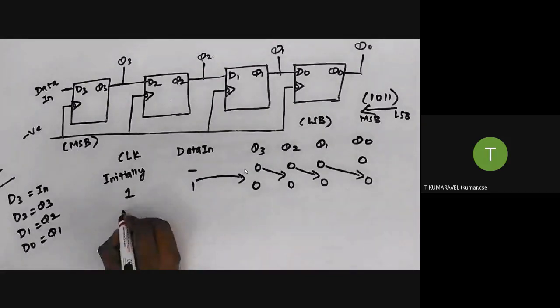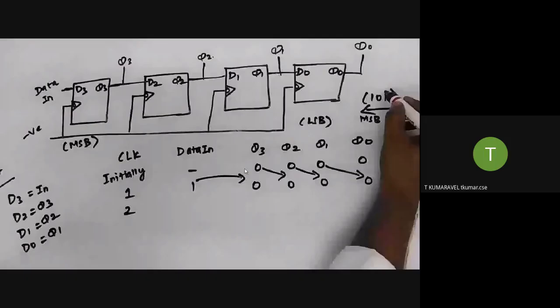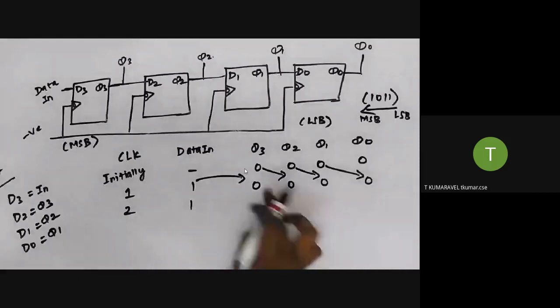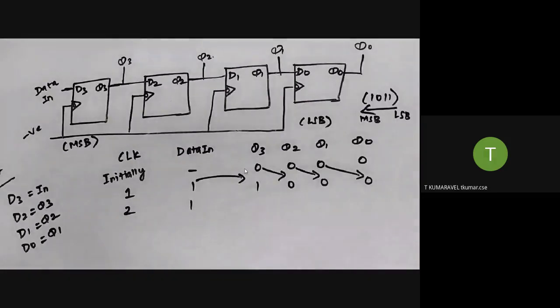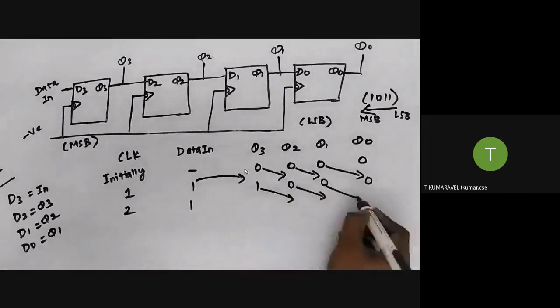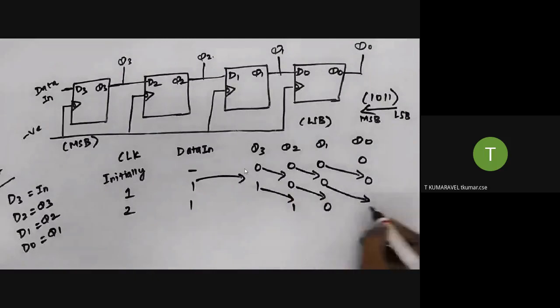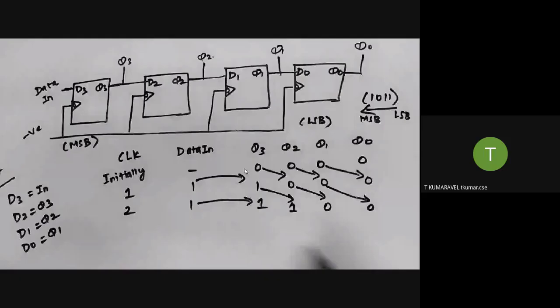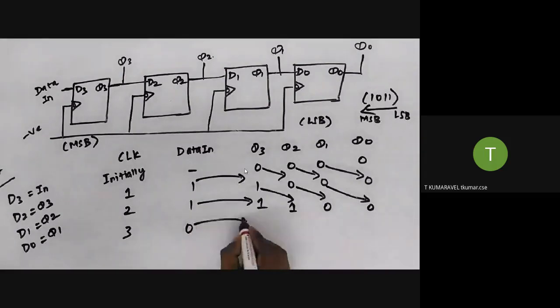In the next clock cycle we take the next data. What is the next data? 1. This data is forwarded here, and this one is forwarded here. This is a 1, this is a 0, this is a 0. Similarly, the next data is 0, and the bits shift forward again.